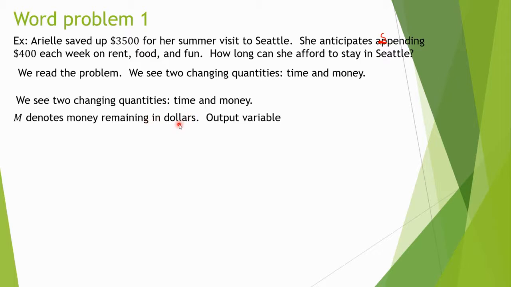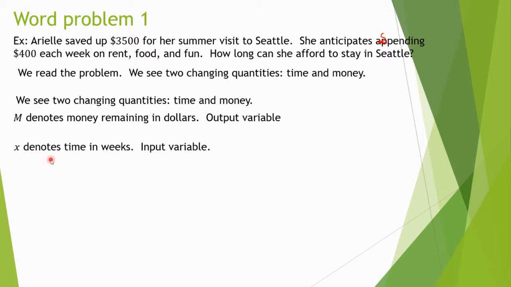And her, okay, so that's also going to be our output. And time, in this case, we're going to have weeks. That's going to be our input. If she wants to stay this long, how much money does she need? That kind of thing. So this is our first variable, how much money she has. Here, time is the other variable.